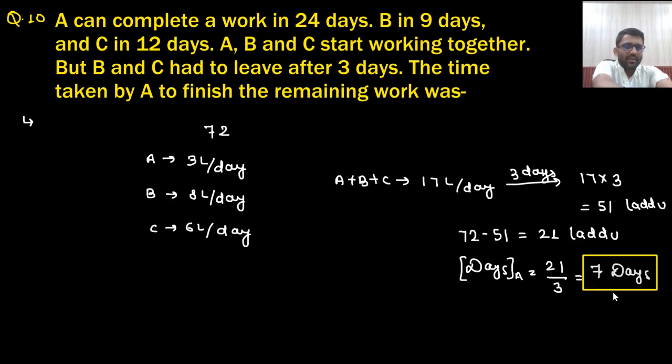Understood this problem? 24, 9 and 12, LCM was 72. A was eating 3 laddu per day, B 8 laddu per day, and C 6 laddu per day. Working together, 17 laddu per day were being eaten. They worked together for 3 days only, so they would have eaten 51 laddus. 21 laddus were left. So in how many days would A take? 21 by 3, 7 days.